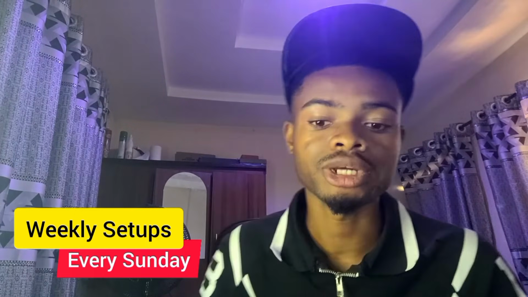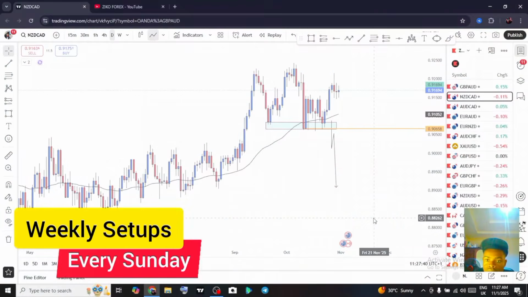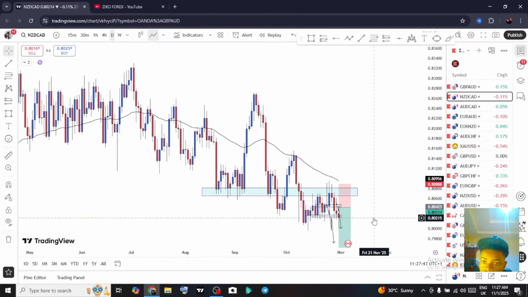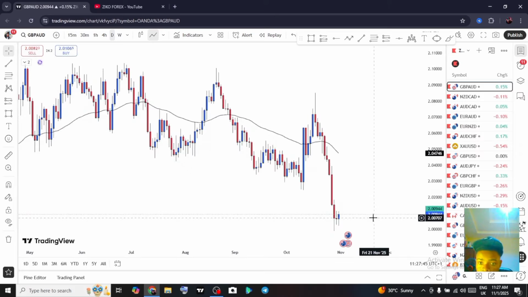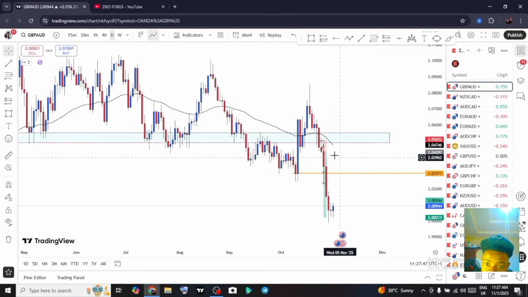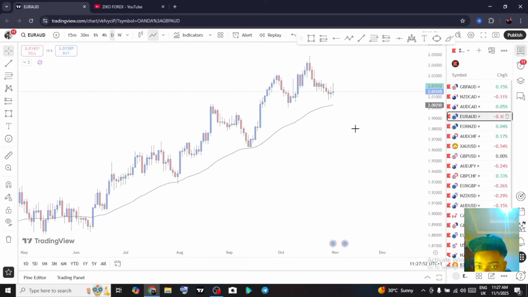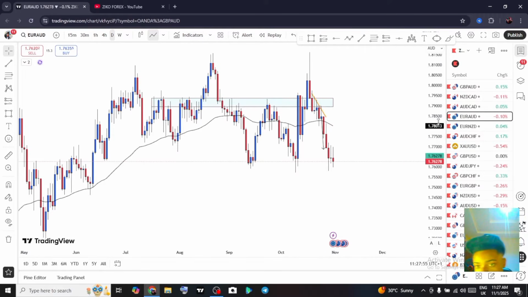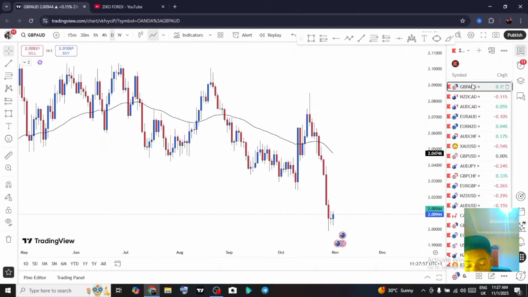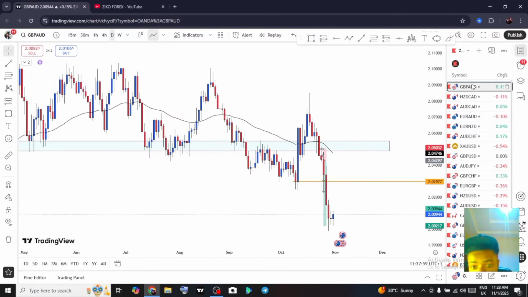Let us analyze the pairs and see what we have for this week. So last week we didn't even take any trade, right? Because we missed most of the trade. This was supposed to give us the 1:6. I think we missed another trade on Euro AUD, by the way, right? So we didn't even trade last week actually. I didn't take any trades last week.